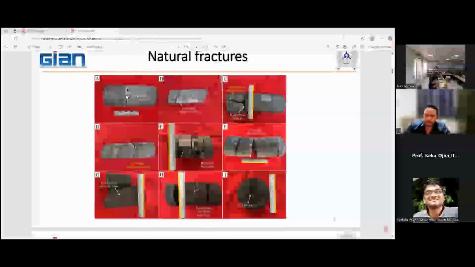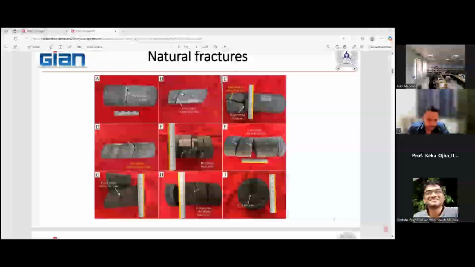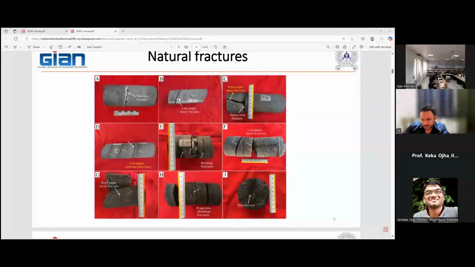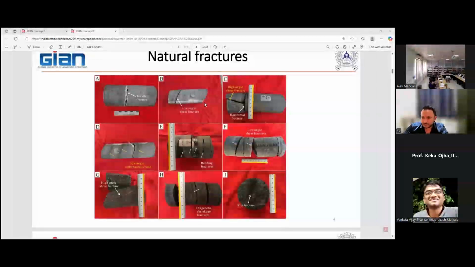Okay. Next one is a low angle shear fracture. This is slightly angled, and you can also call it a small reverse fault, a very small size reverse fault. And again, if you open this fracture and look at the surface, then you will be able to recognize some of the patterns. For tensile fractures, the patterns are somewhat different from the shear fractures.